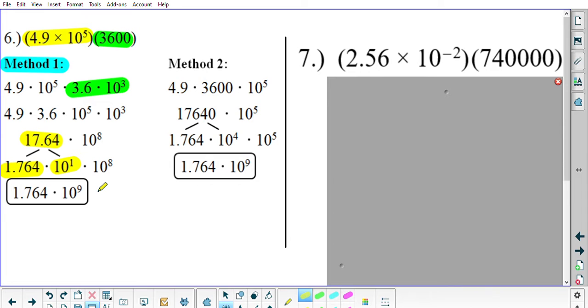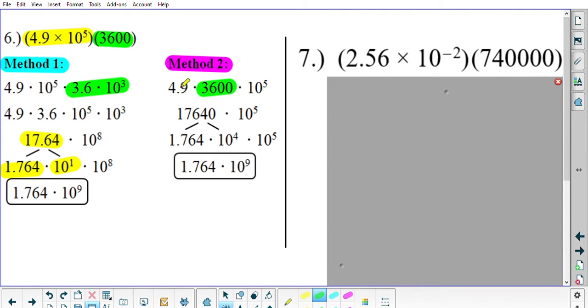Now, I actually have found from experience that even though you would think that this would be the easier method, method 1, where you put them in scientific notation first and then multiply, I actually like what I call here method 2, where you don't put the 3,600 in scientific notation at all and just take it times 4.9. Now, I know that might seem like this would be the longer way of doing it, but if you notice, it's actually 1 step shorter by the way that I was showing my work here.